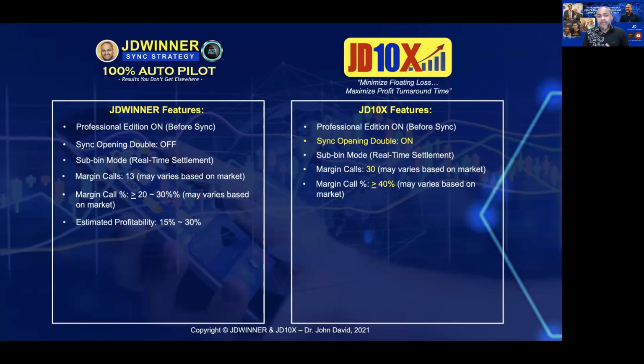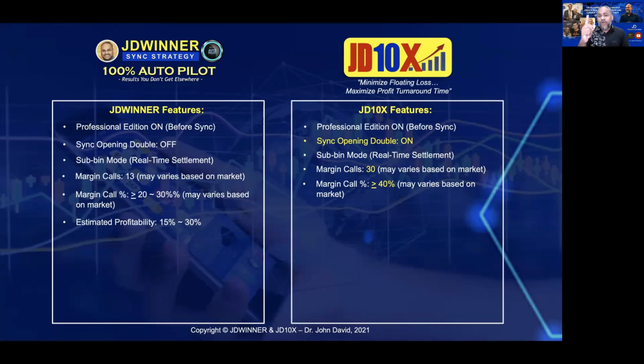So estimated profit for JD Winner, actually, this is probably the old data. We might want to change this because I don't want to give you flat information. We will change this, probably in the next presentation. But initially we put about 15 to 30%. But this is based on probably 10 coins or more. So if you have less than 10 coins, you may not be able to experience that, because please understand, a higher number of coins means a higher probability of profitability.